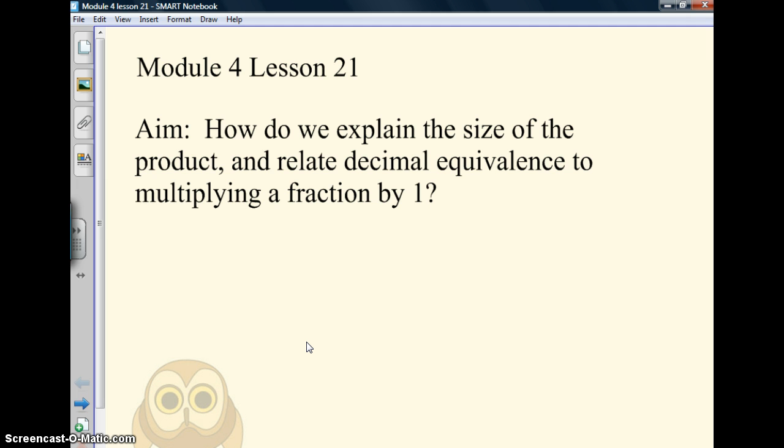We are in Module 4, Lesson 21, and our aim is how do we explain the size of the product and relate decimal equivalents to multiplying a fraction by 1. The aims always seem very complicated, but they're not.